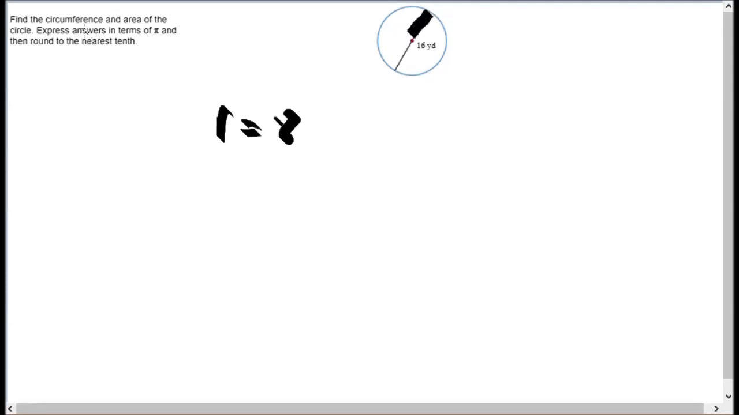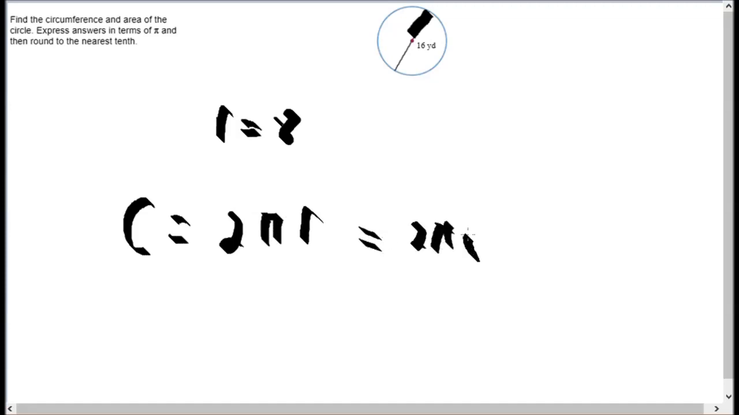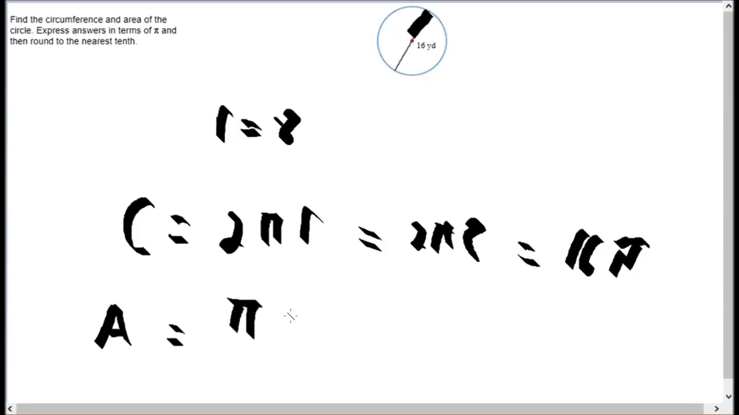Okay, find the circumference and the area. So circumference will be, capital C is equal to 2 pi r, which in this case will be 2 pi times 8, or 16 pi. And the area will be equal to pi times the radius squared, or 64 pi. Okay, and there's your answers in terms of pi. And then just put in 3.14 and round them to get to the nearest tenth.